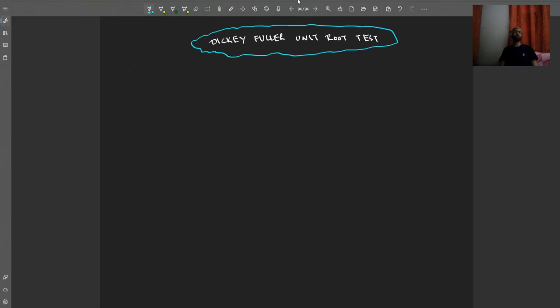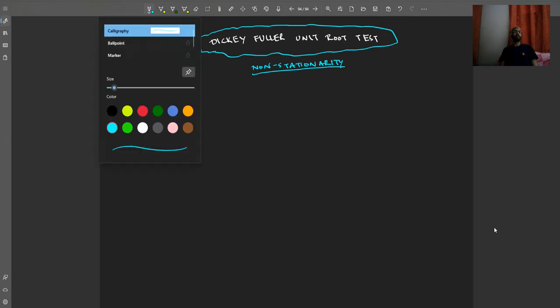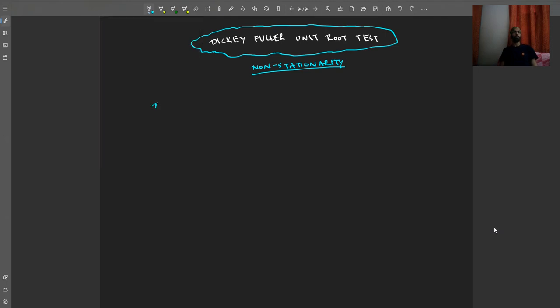Dickey-Fuller unit root test. This is a test of what factor, friends? It is a test of non-stationarity. Now what do we mean by this? So friends, the random walk equation we can write like this. Xt is equal to xt minus 1 plus the error, which is unpredictable, right? Now this is a special case of AR model, that is the autoregressive model, which is given by xt is equal to b0 plus b1 xt minus 1 plus the error. This is just a special case of autoregressive model or AR1 model.